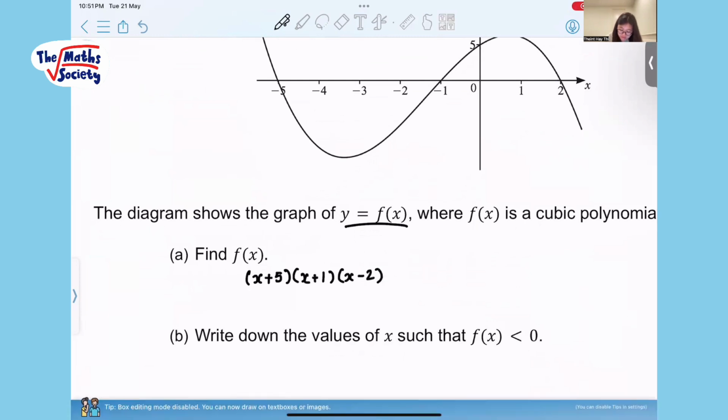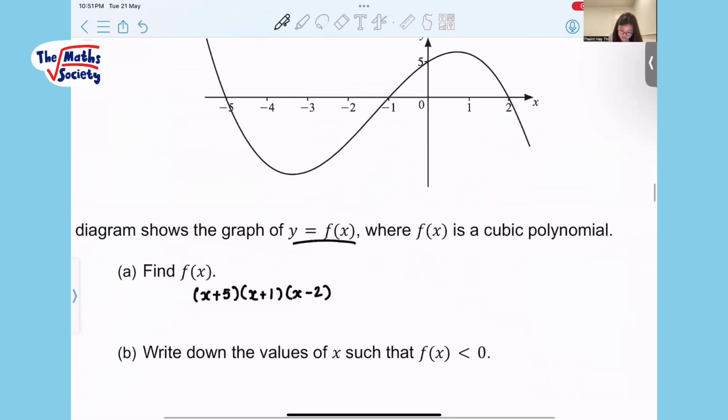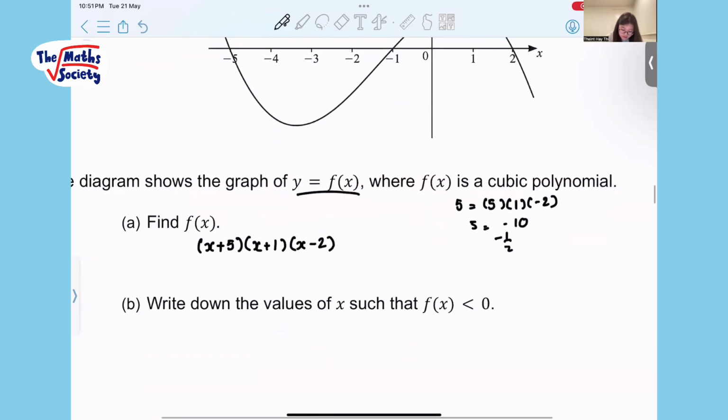So it's the same way, so you can actually use 5, right? So it's going to be like 5, 1, minus 2. So it's going to be like minus 10, 5. So it's like minus half again. So it'll be f of x equals minus half times (x plus 5)(x plus 1)(x minus 2).